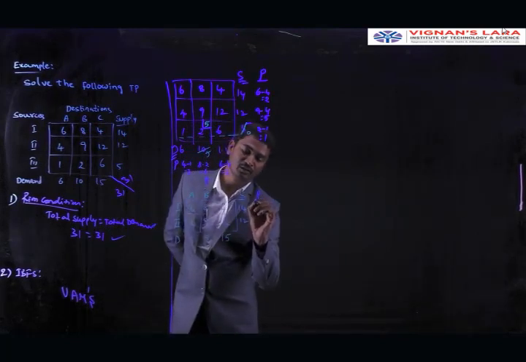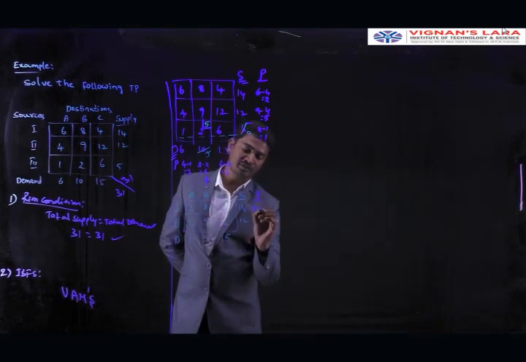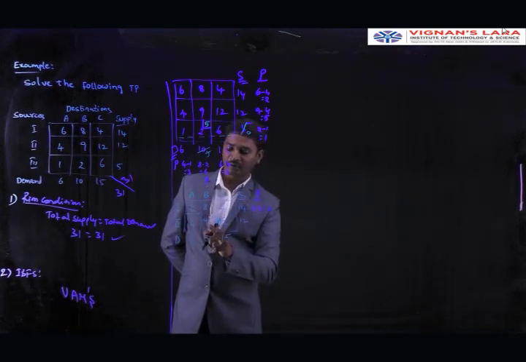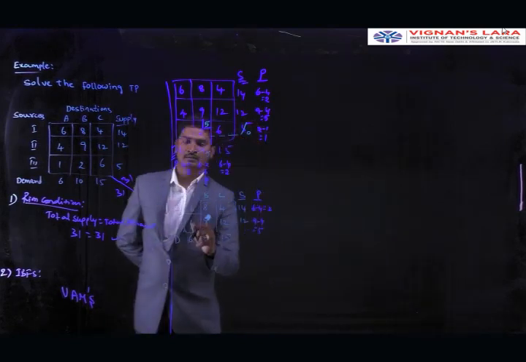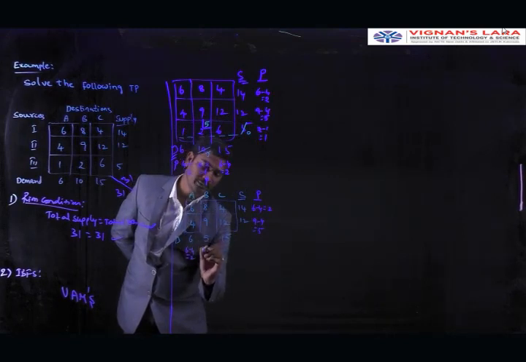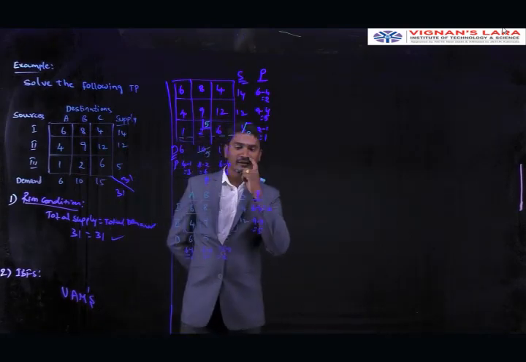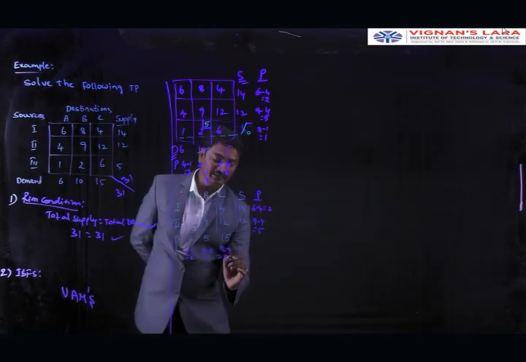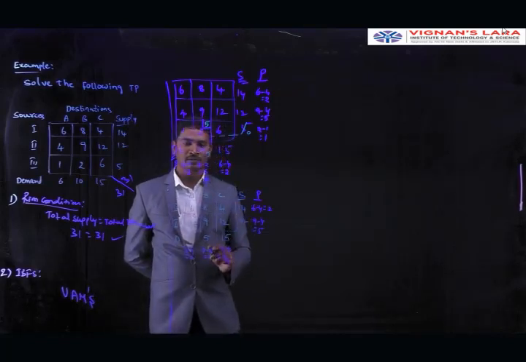So coming to the rows, the row penalty is 6 minus 4, 2. Then column penalty 9 minus 4, 5. Here column penalty 6 minus 4, 2, 9 minus 8, 1, 12 minus 4, 8. From this we are going to identify the highest penalty. Here 8 is the highest penalty. So in this column we are going to allocate the units.